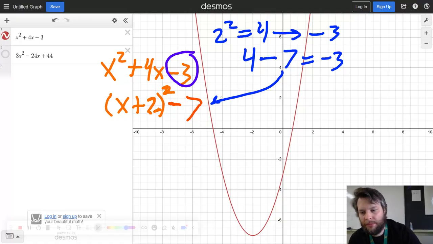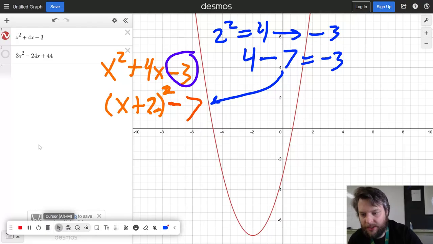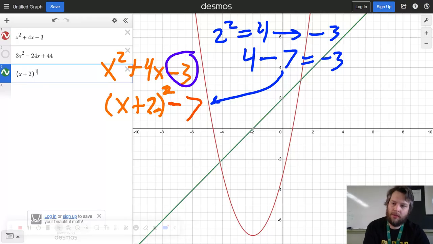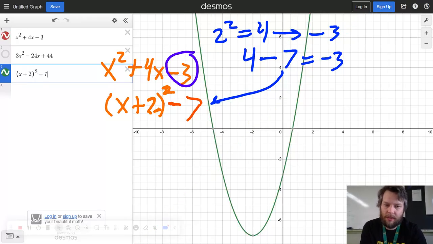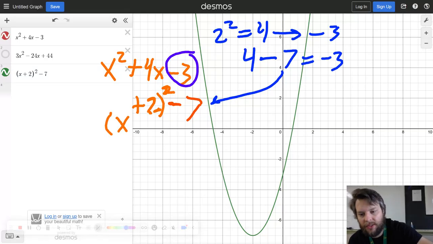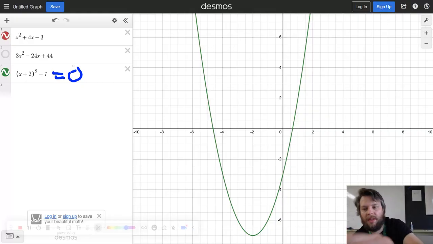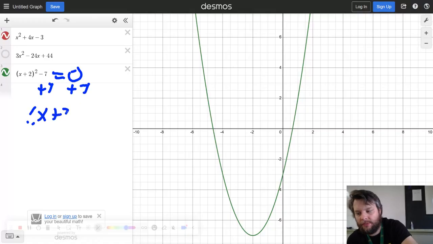Okay? So I'll prove to you that this completed square version is the same as the red graph. If I type in x plus 2 squared minus 7, you can see it lines up exactly on the red graph. Okay? So that's just an example of completing the square. Now, if we wanted to take that one step further and take our completed square and figure out where it hits the x-axis, we're going to set it equal to 0. And then we're solving by just doing the opposite to both sides of the equation. So the opposite of -7 is +7.